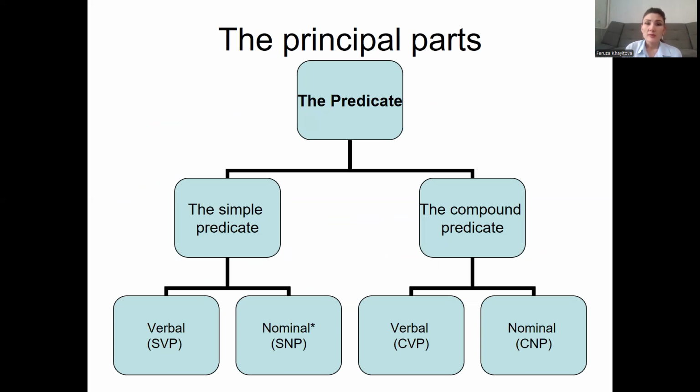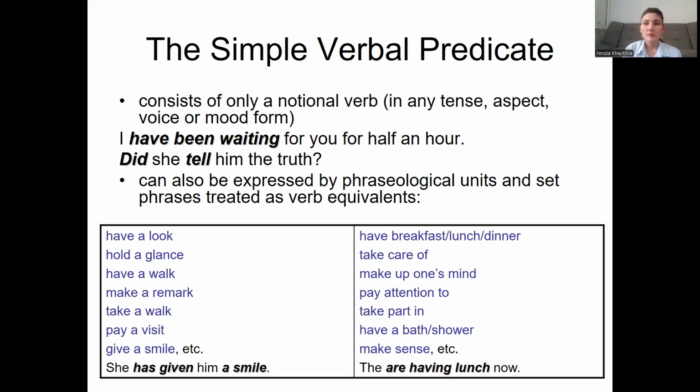The predicate can be a simple predicate or a compound predicate. The simple predicate can be verbal or nominal. The compound predicate is also verbal or nominal. A simple verbal predicate consists of only a notional verb in any tense, aspect, voice, or mood form. For example, I have been waiting for you for half an hour. Did she tell him the truth?